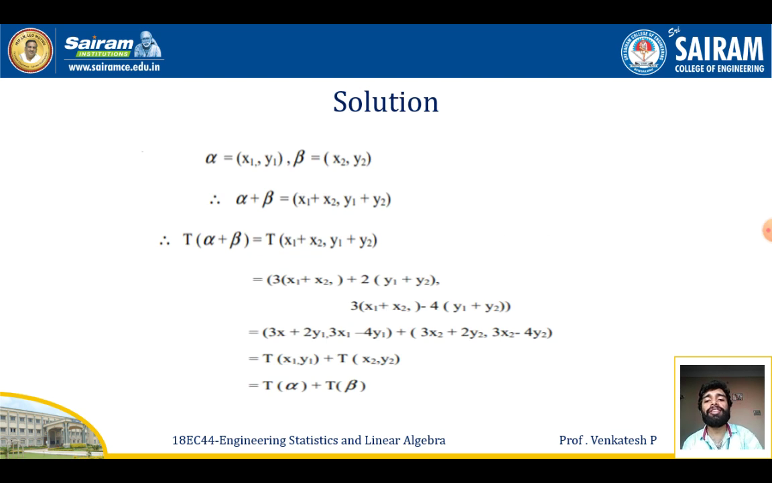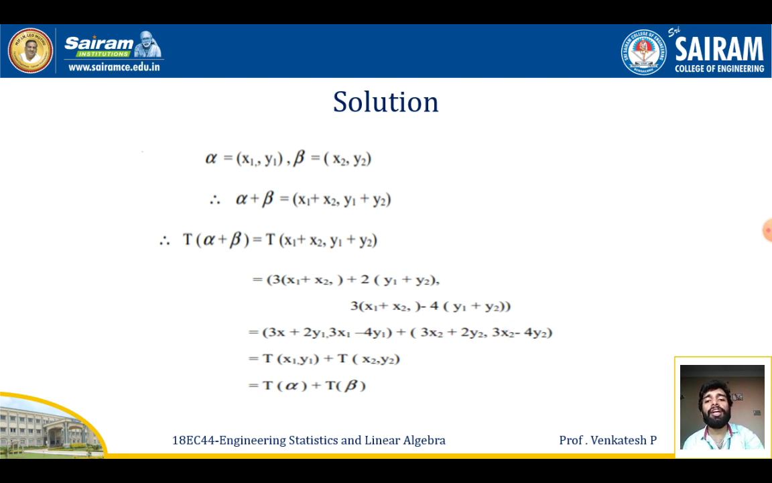So I can write 3 of x1 plus x2 plus 2 of y1 plus y2, comma 3 of x1 plus x2 minus 4 of y1 plus y2. On simplifying this further, I'll be getting what? 3x1 plus 2y1, comma 3x1 minus 4y1 is one set. Again 3x2 plus 2y2, comma 3x2 minus 4y2 is one more set.